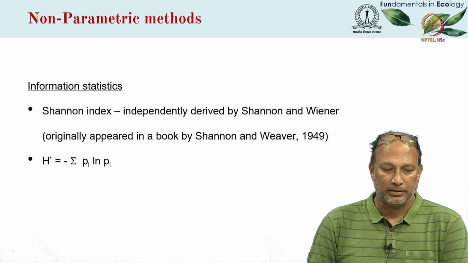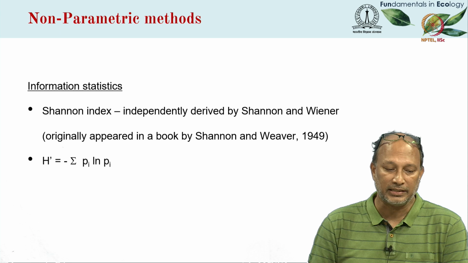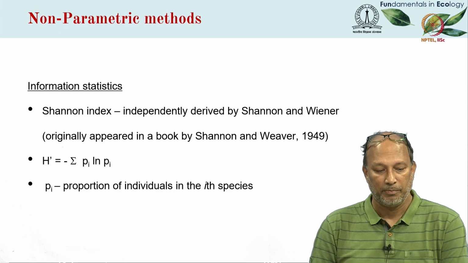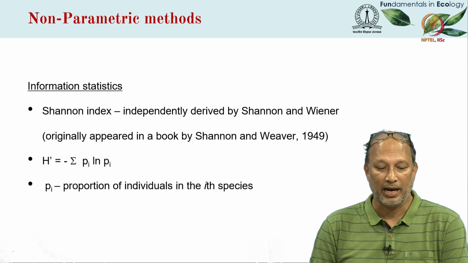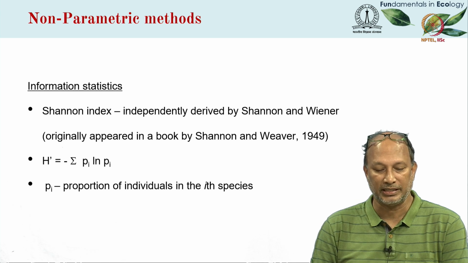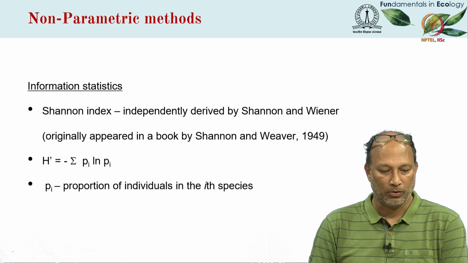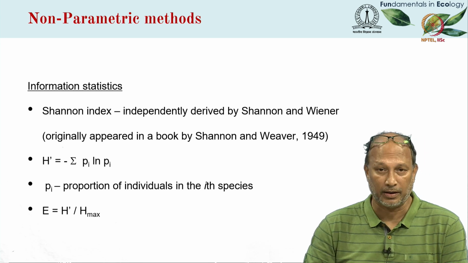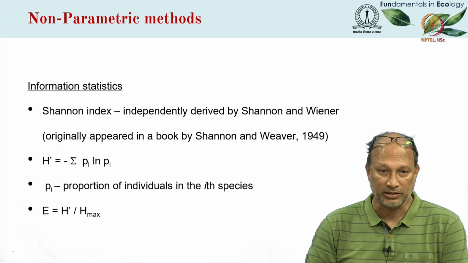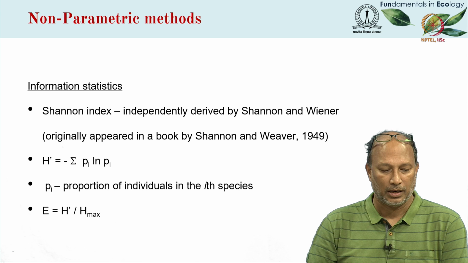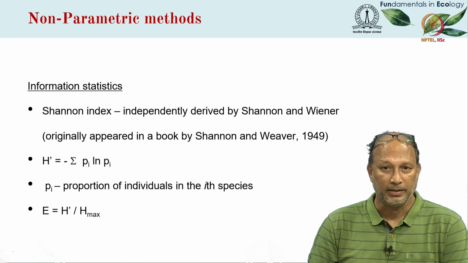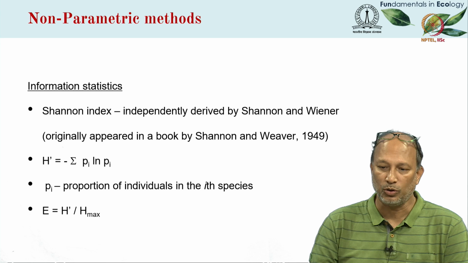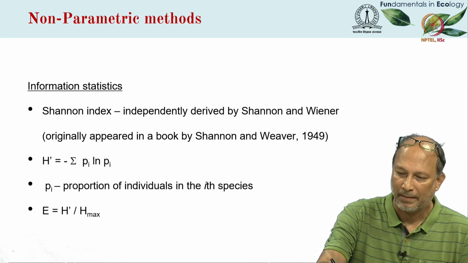And the Shannon's index is essentially given by the sum of pi log pi, where pi is the proportion of individuals in the ith species. Now, there's an associated measure of evenness, which is H prime, the Shannon's index, divided by H max. Now, let's take a look at what this actually means.